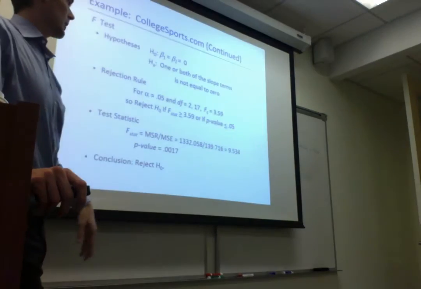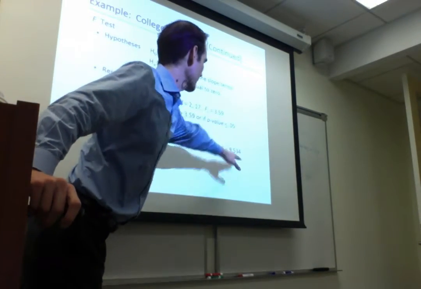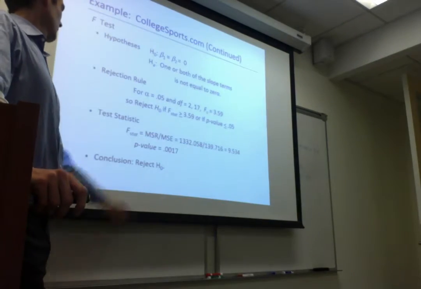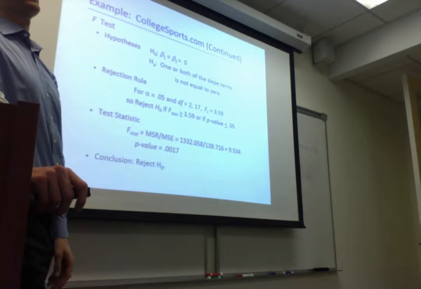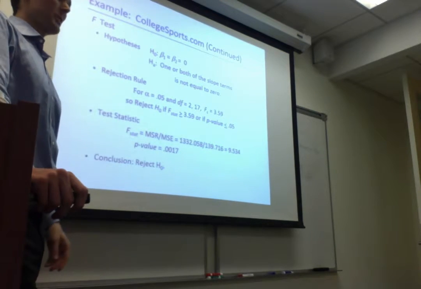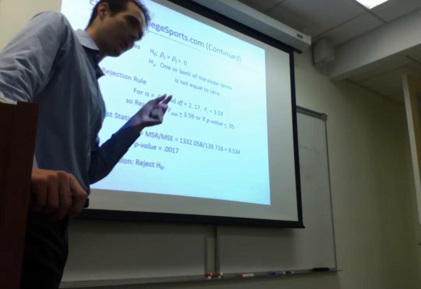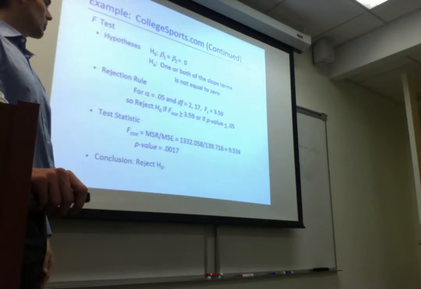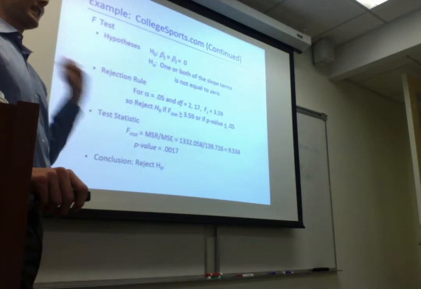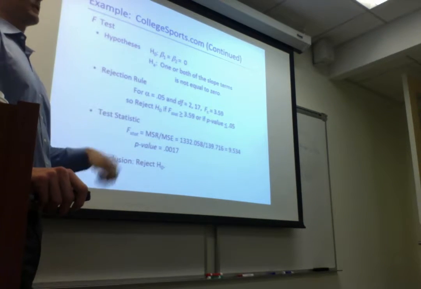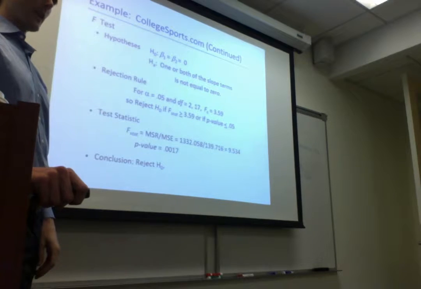We go back to our Excel sheet. We divide those by each other. We get 9.5. We get a p-value of 0.0017. And I already went through the song and dance. I said there's a 0.17% chance that that happened by chance. Too unlikely. Let's reject the null hypothesis and say yes, this regression equation has some predictive value.